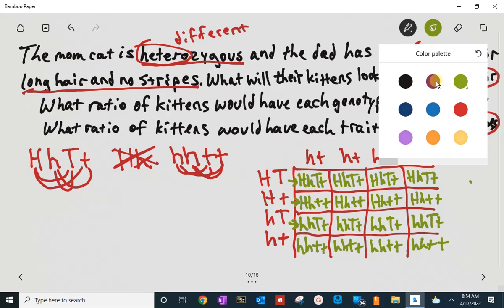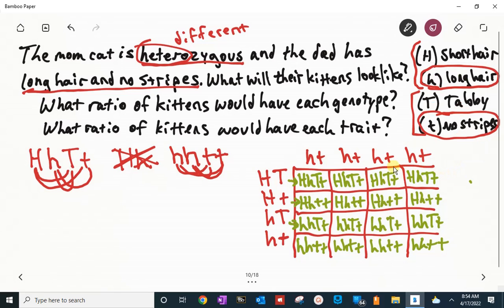Okay, so let's look at what we have for the first genotype. The very first genotype is heterozygous dominant for both genes, for the hair length and the coat pattern. So this is a capital H and a lowercase h, capital T, lowercase t. And again, this is going to be out of 16 possible squares because there's 4 down and 4 across.